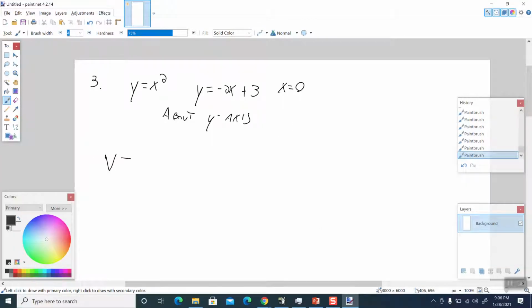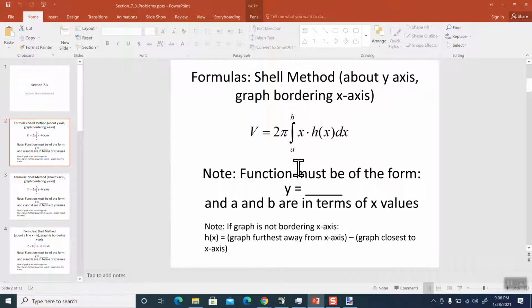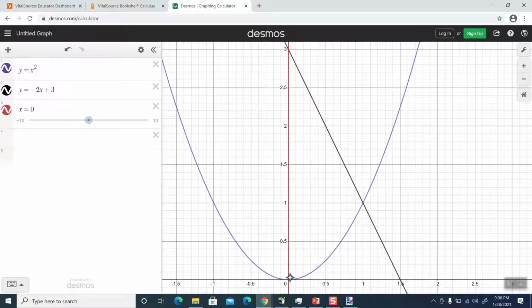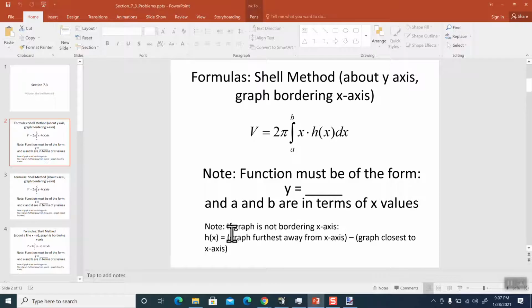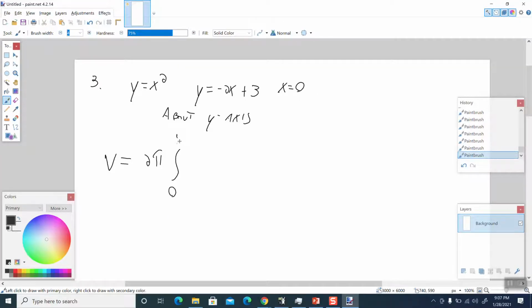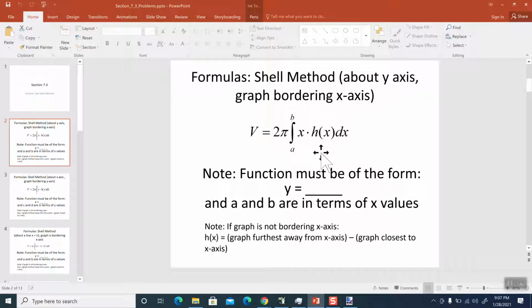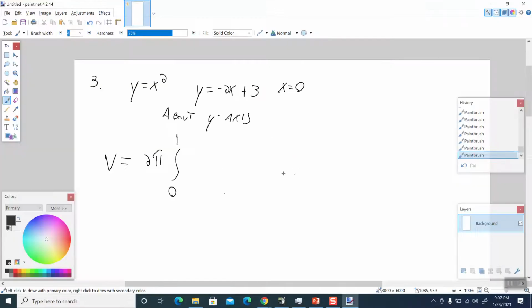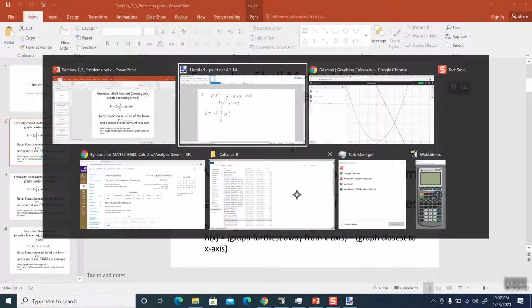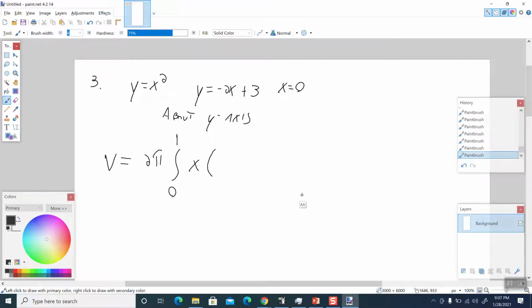Volume is equal to 2 pi, from A to B. A and B are in terms of x values. So 0 to 1. And x is just x. That doesn't change. Times my h of x. H of x has to be solved for y. So let's see if these are solved for y. They are solved for y, so that's perfect.